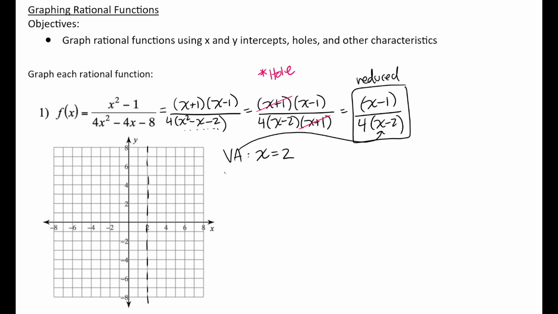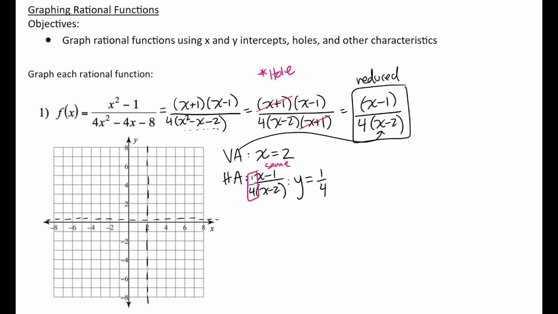Next up, we have horizontal asymptotes. I'm going to compare my exponents in the numerator and denominator. I see that they are the same, which means that I'll pull out the coefficients in front. So in this case, that would be 1 over 4. So y equals 1/4. All right, so horizontal line at 1/4, so just a little bit above the x-axis. About right there.